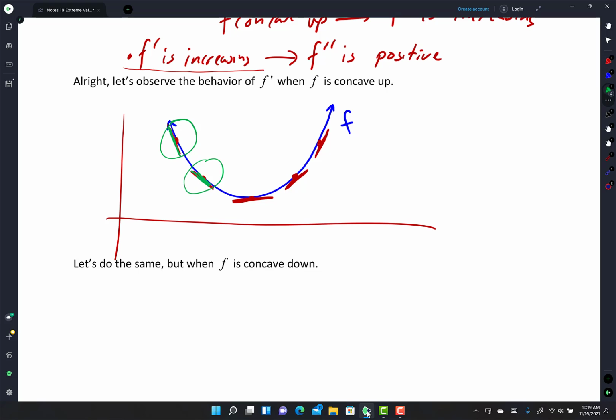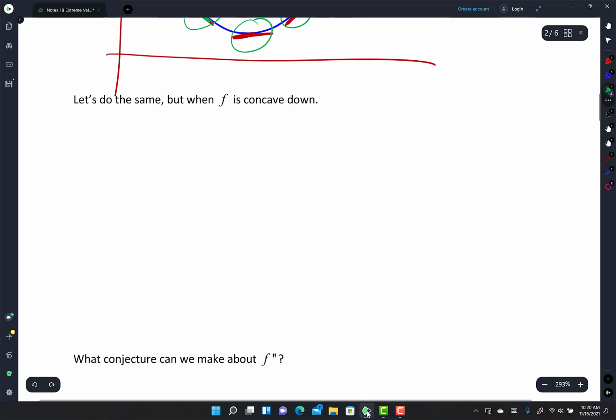f prime prime, right? Okay, so all I can tell you is that f prime prime at these locations, what I just circled, is positive because f prime is increasing. Do you guys see that? I know it's hard. It's really hard, especially in the beginning, but it gets easier the more we do it. We're about to do that right now. So check it out.